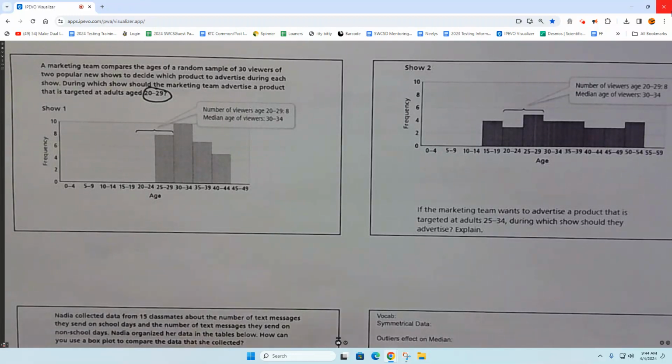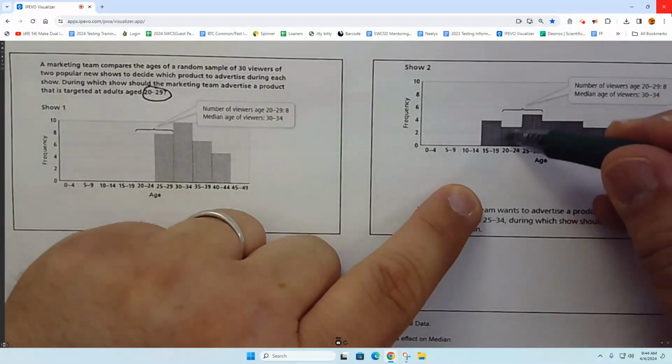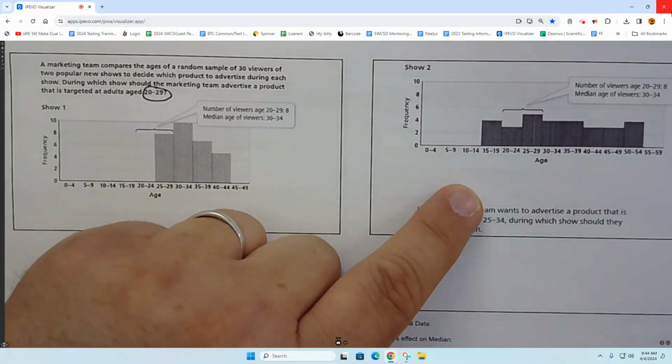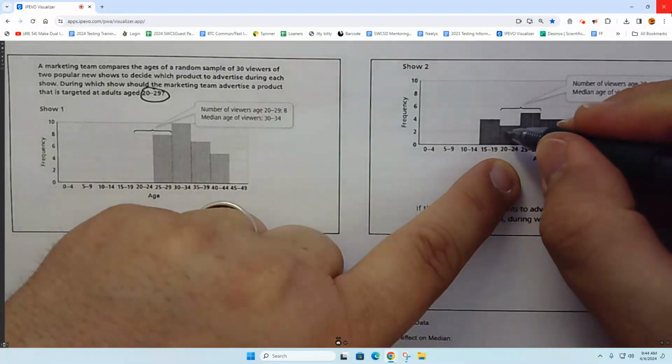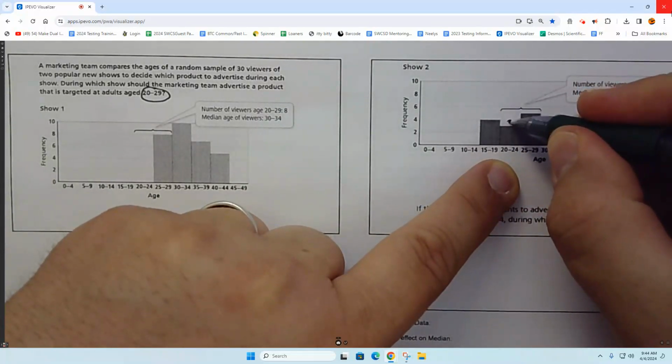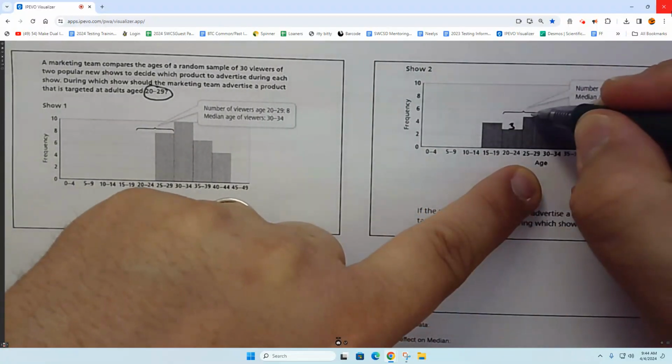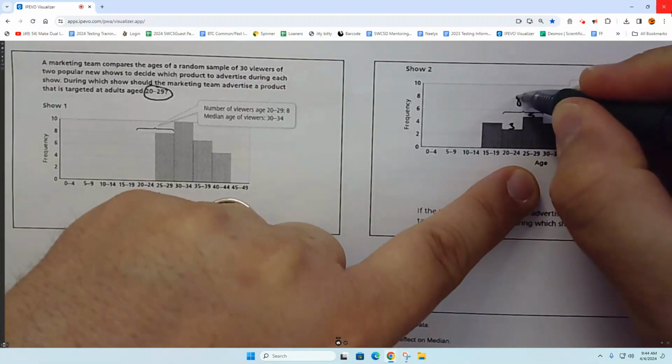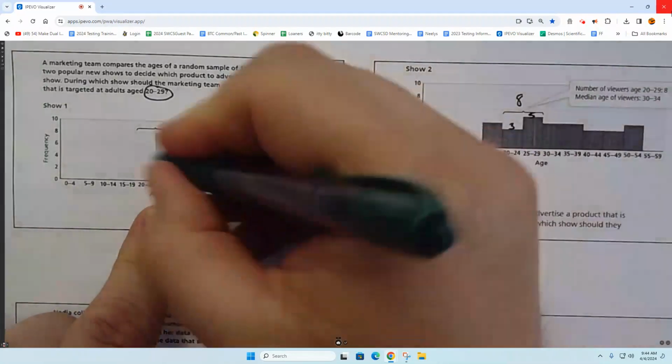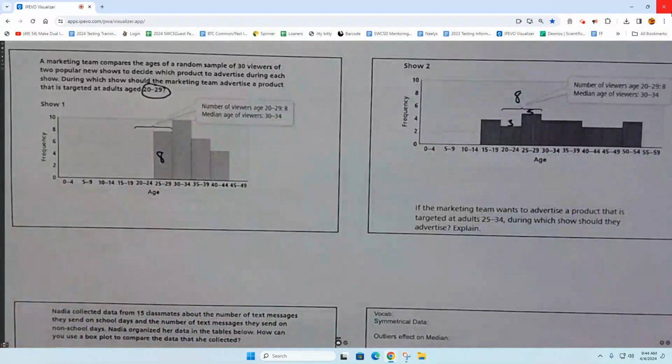Which one's better? Show 1 or show 2? How do you know? Because it has more. You add them together. Okay, we can add, how much is this right here? Say 3. And how much is the other one? 5, which is 8. And how much is this one? 8. Which one's higher? They're the same.